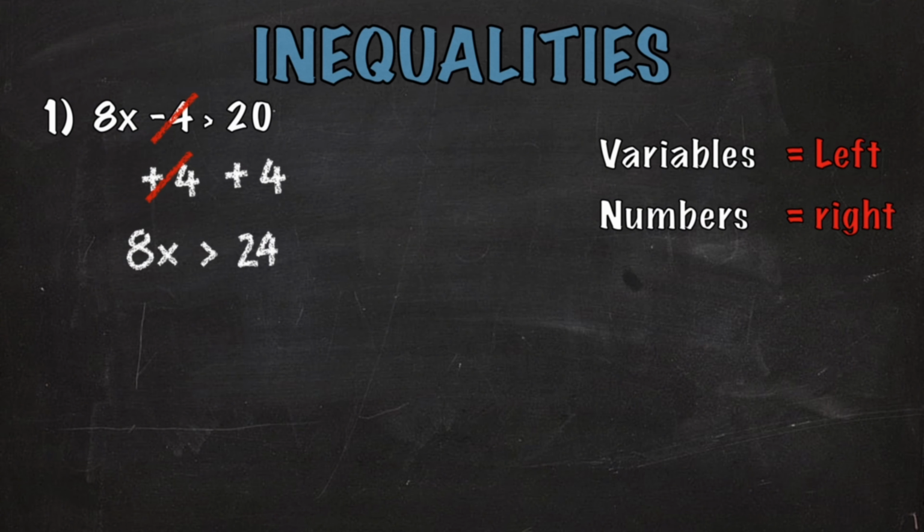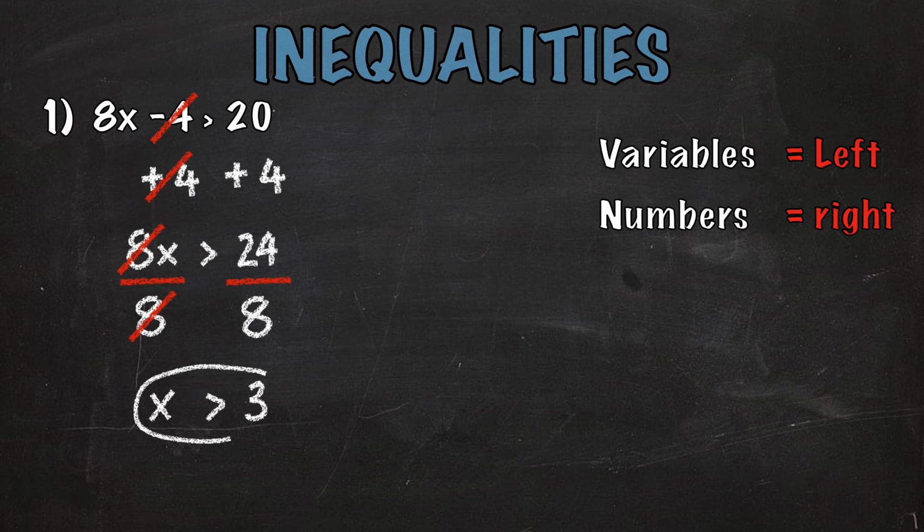We need to use inverse operations to isolate the x. Currently x is being multiplied by 8, so we do the opposite of multiply, which is divide. We divide both sides by 8, and this gives us x is greater than 3, since 8 goes into 24 3 times. This means that x can be greater than 3.